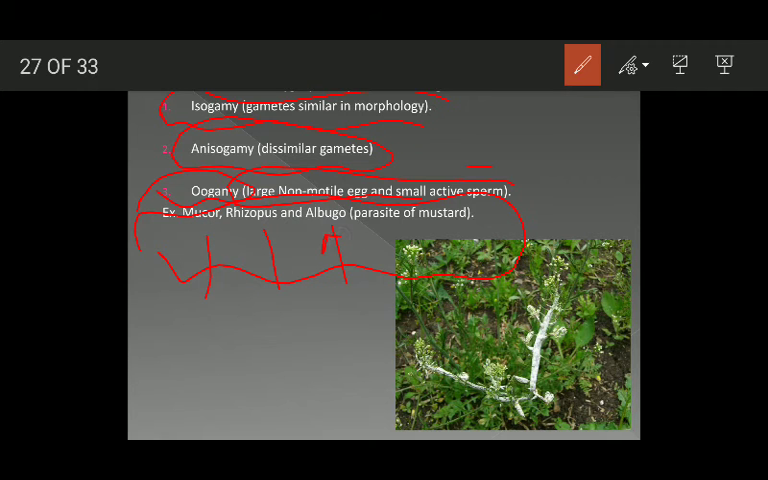And this Albugo is known to cause disease in mustard. It is a parasite of mustard. So these are some representative examples of Phycomycetes.